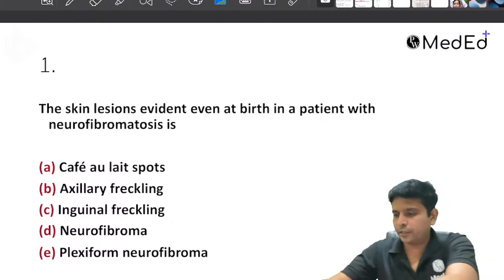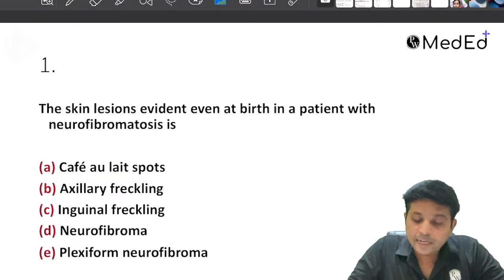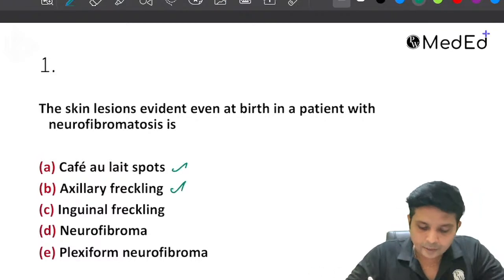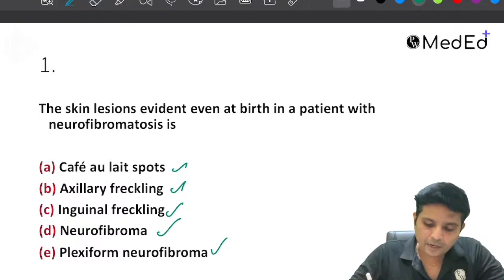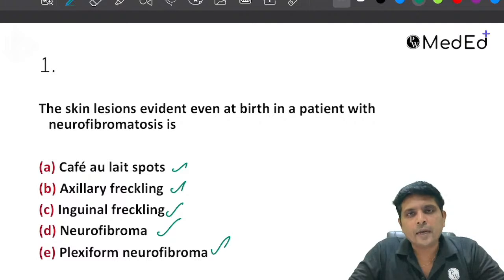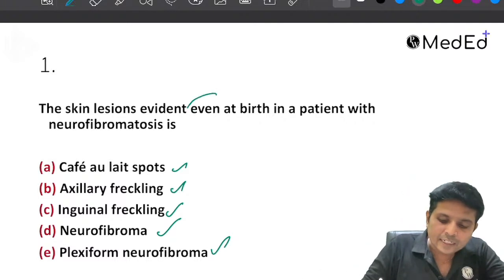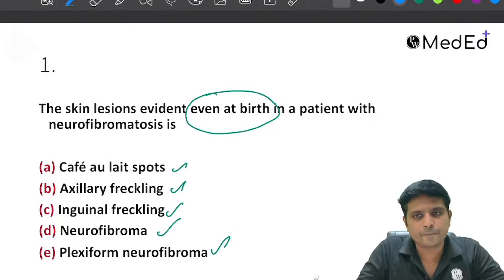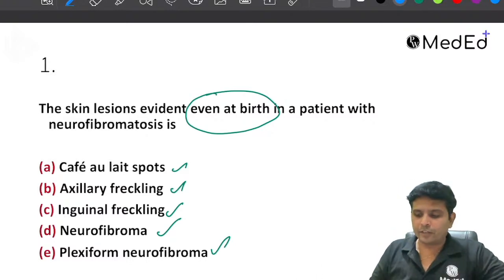First question. The skin lesions evident even at birth in a patient with neurofibroma: is it café-au-lait spot, axillary freckling, inguinal freckling, neurofibroma, plexiform neurofibroma? You all know that these lesions occur in patients with neurofibroma, NF1 particularly. But the question here is, what are all the lesions which are evident at birth? Can anyone tell me what is the answer?